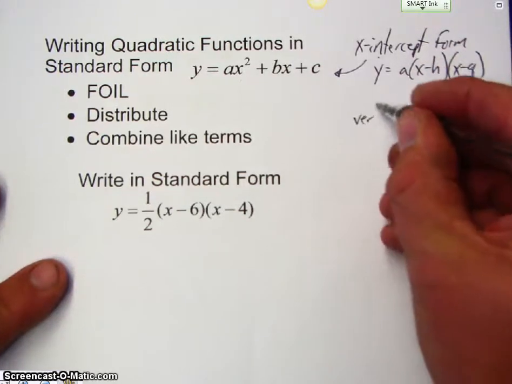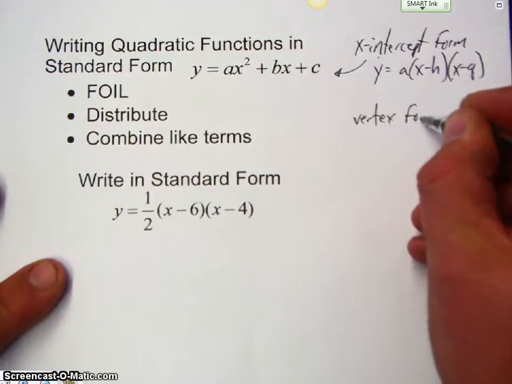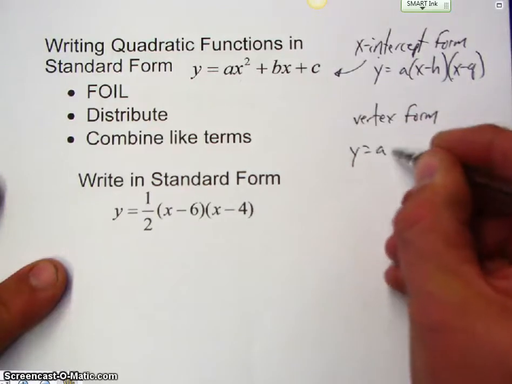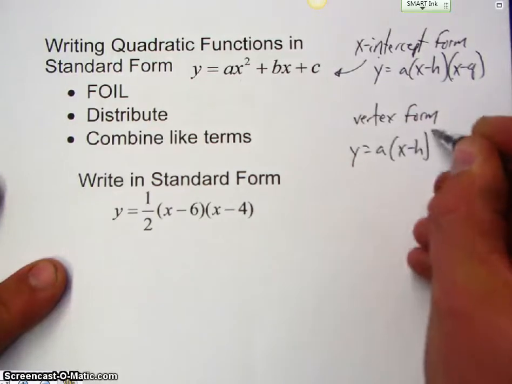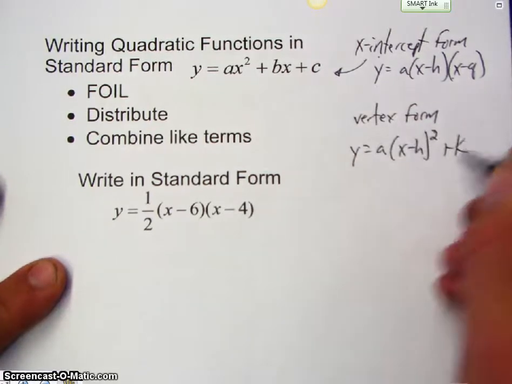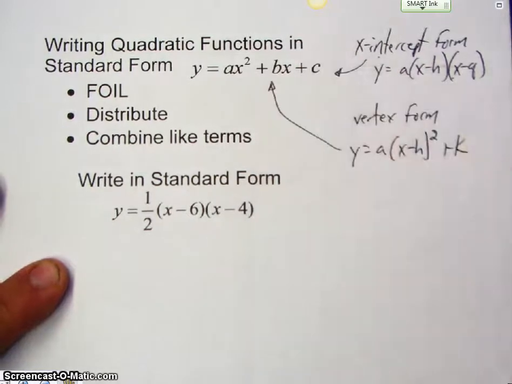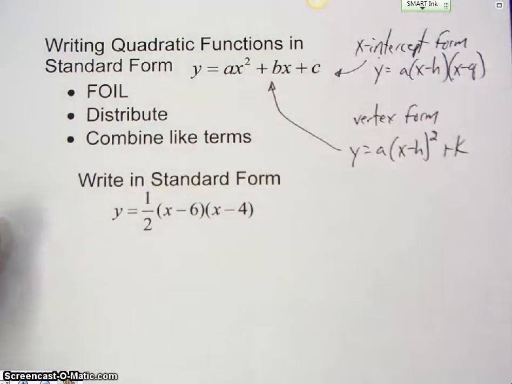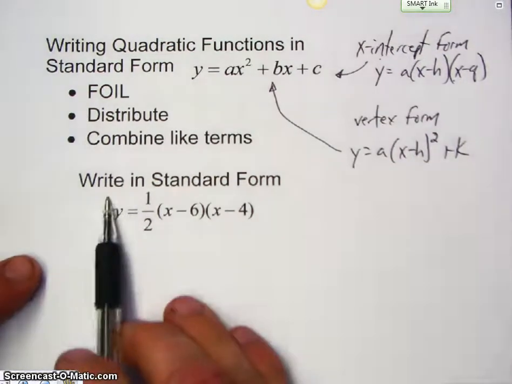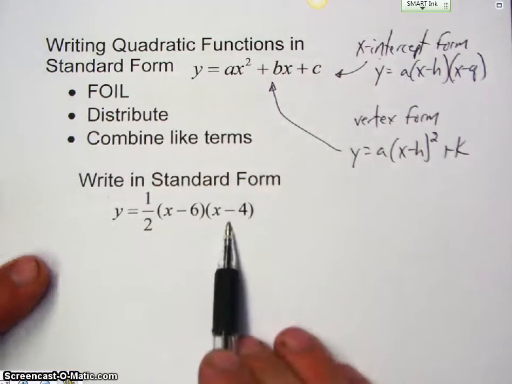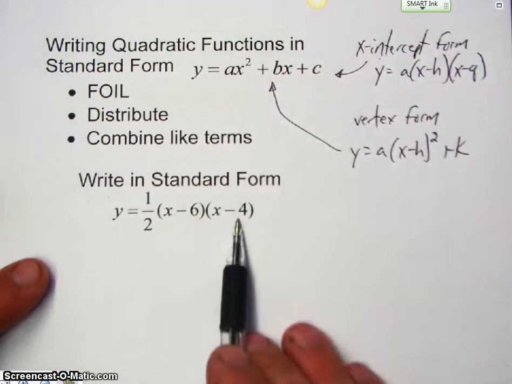where we convert vertex form, which is that, and we're going to convert it to standard form. Alright. So the first example is we're in x-intercept form or intercept form.